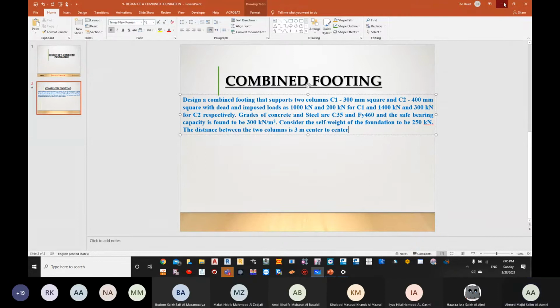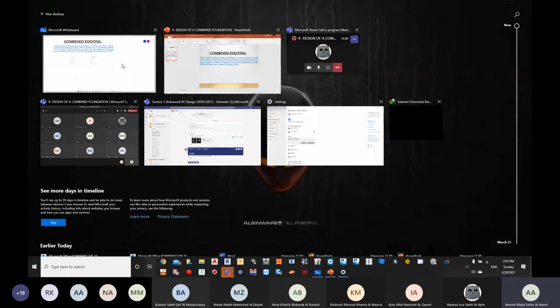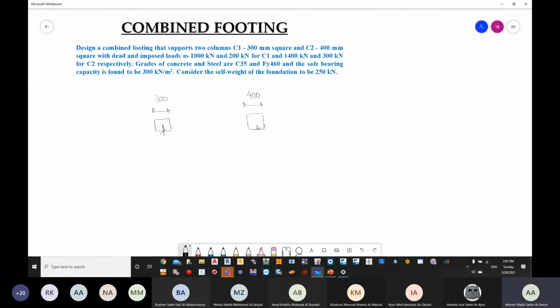So we return back here. The distance from the center of the first column to the second column is 3 meters. Now, if the question says to check whether an isolated or a combined foundation is to be used, you are going to do whatever we have done. We will check for column number 1, we will check for column number 2, isolated foundations. If they overlap, we'll go for a combined foundation. But in this particular scenario, it has been specified directly in the question that this is a combined foundation.